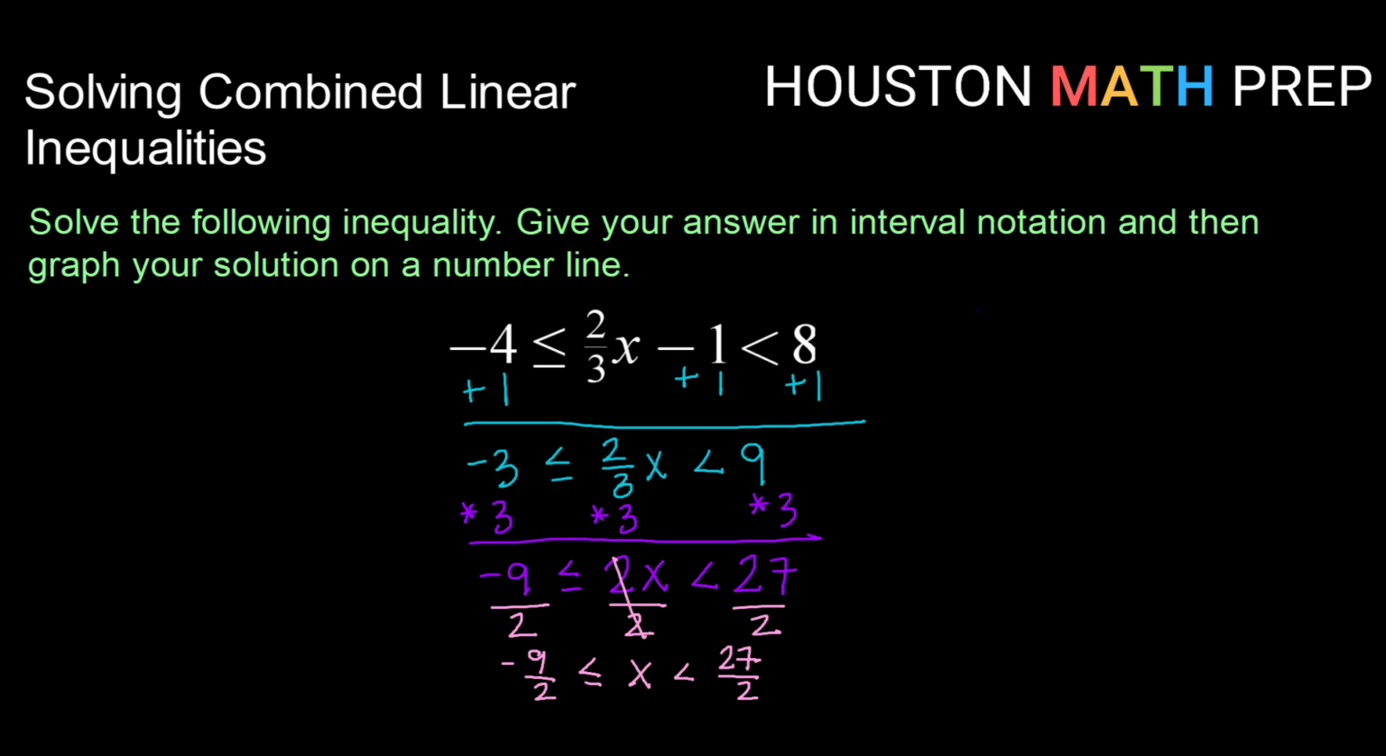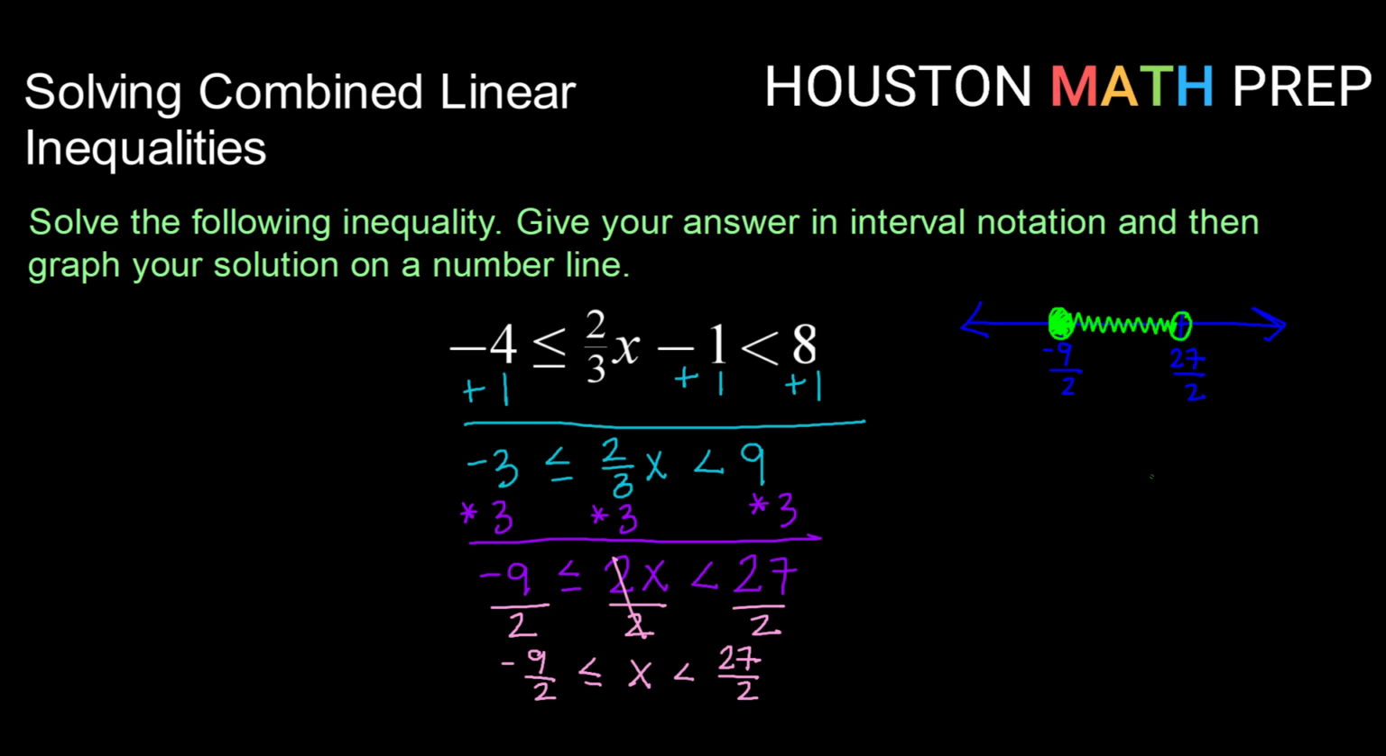Now we want to graph that on a number line. Making sure to get them in the correct order, I'm going to put negative 9/2 to the left of 27/2. And x is in between those two values, so I'm going to shade in between those values. Negative 9/2 is less than or equal to x, so it's going to get a closed or filled in dot. 27/2 is strictly greater than x, so it is going to get an open dot.